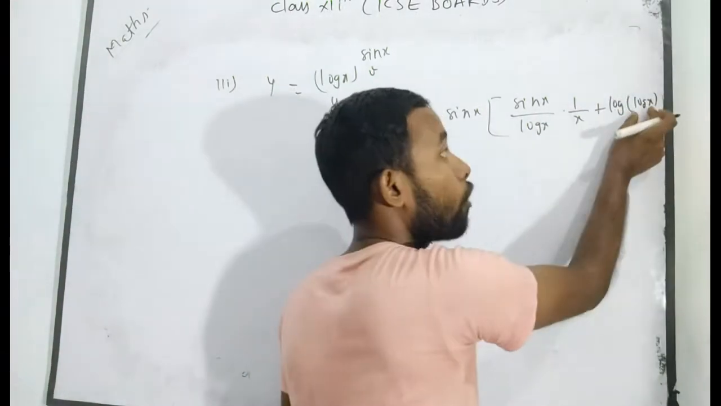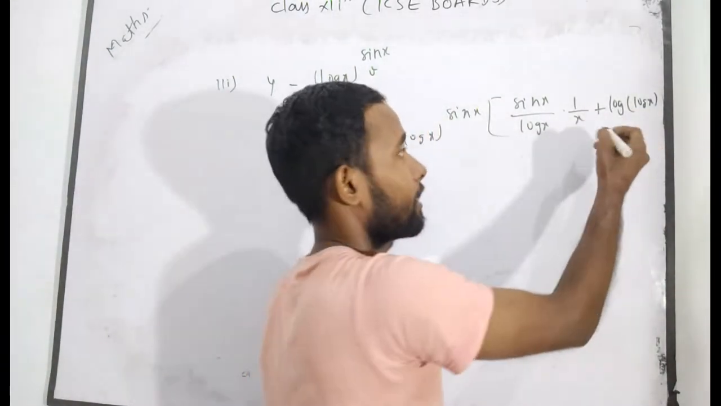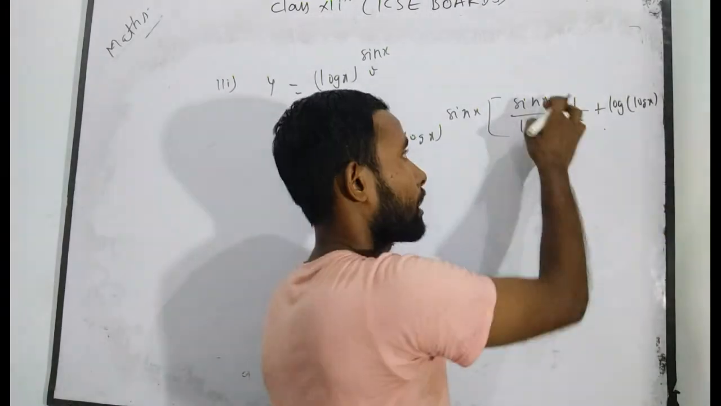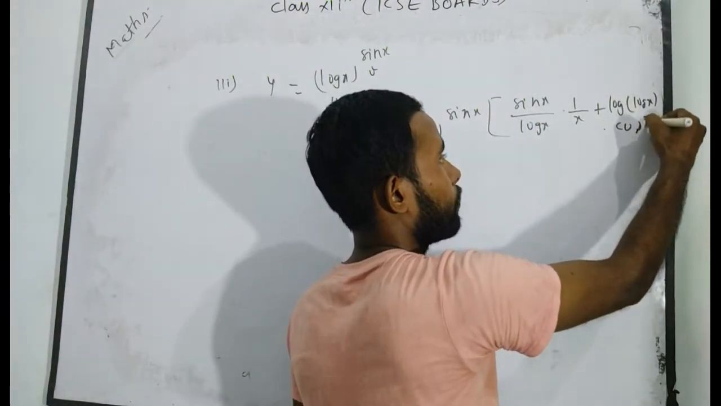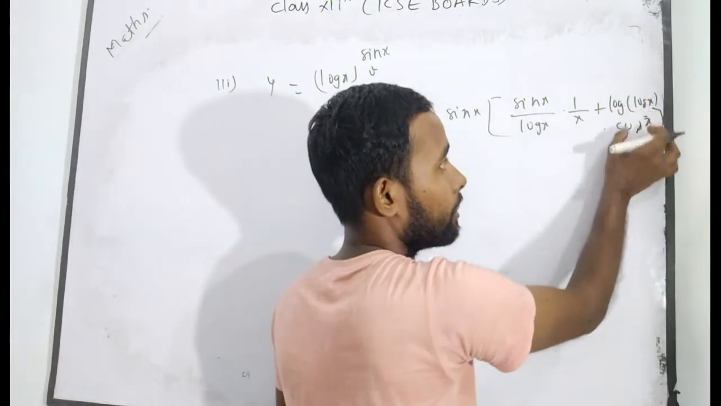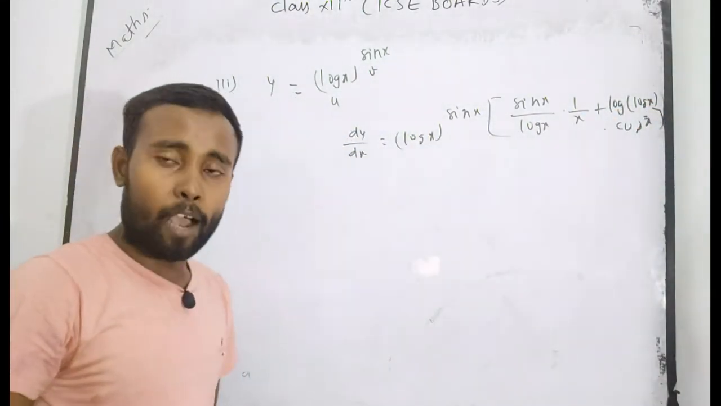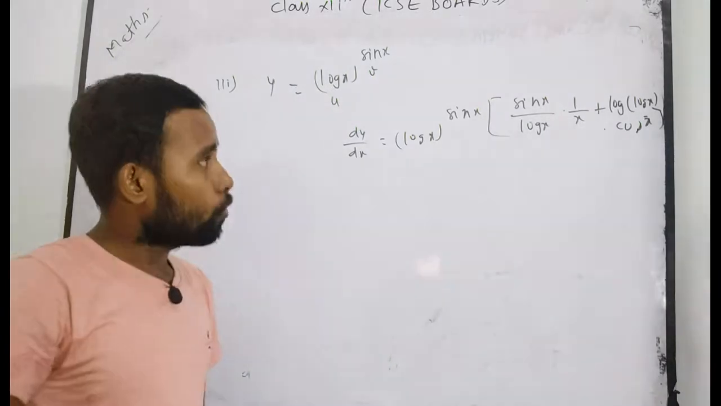In the next step, write here log u. In place of u is log x. So log u, that means log x, into, and differentiate v with respect to x, derivative of sin x with respect to x will be what? Cos x. As a multiplication in both terms, it will be your actual answer of this question. Now I will go through the usual process.